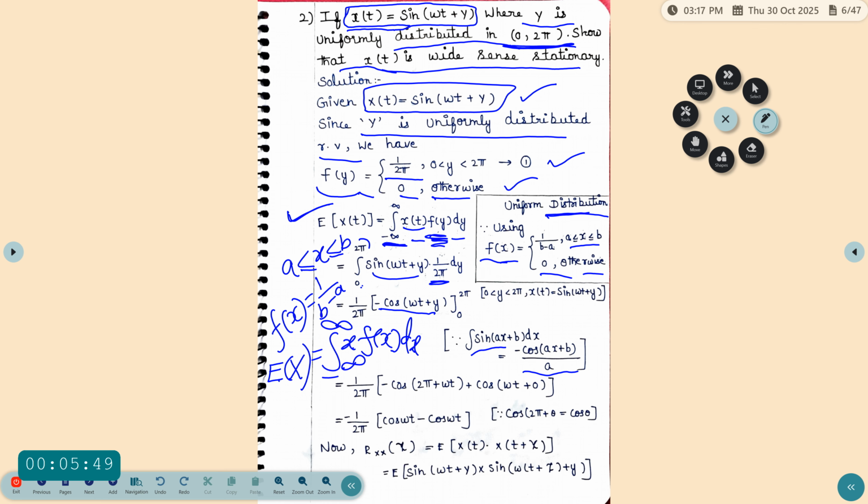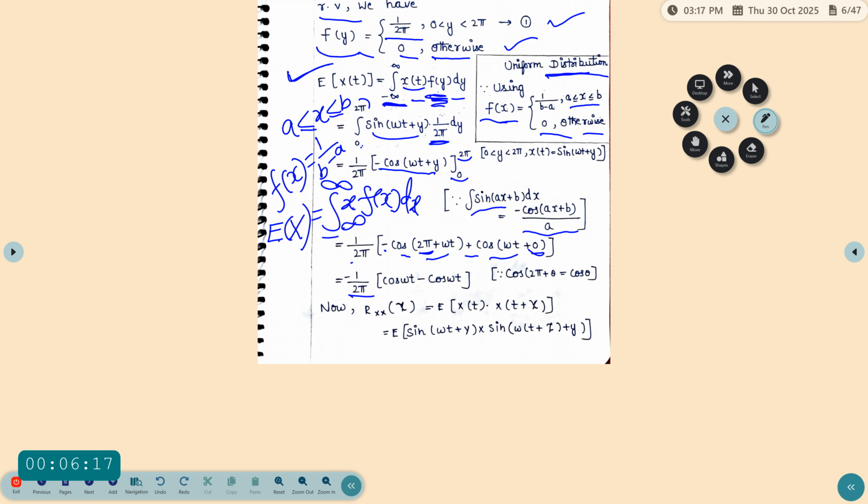So here the upper limit is 2 pi and the lower limit is 0. Replace the y variable with the upper limit 2 pi and the lower limit 0. So 1 by 2 pi times minus cos(2 pi plus omega t) plus cos(omega t plus 0). So this term equals minus 1 by 2 pi into cos omega t minus cos omega t, because cos(2 pi plus theta) equals cos theta.